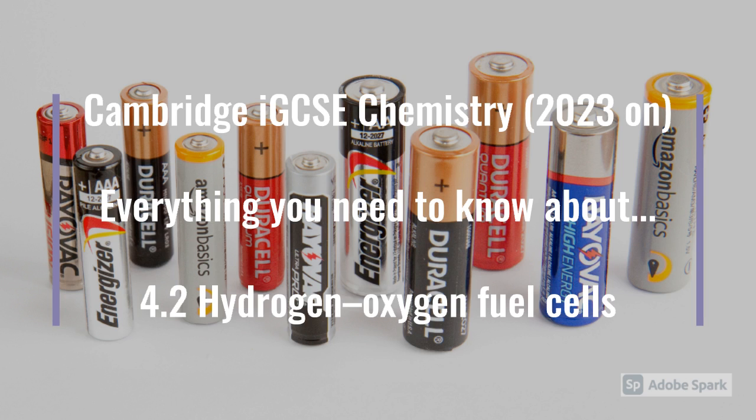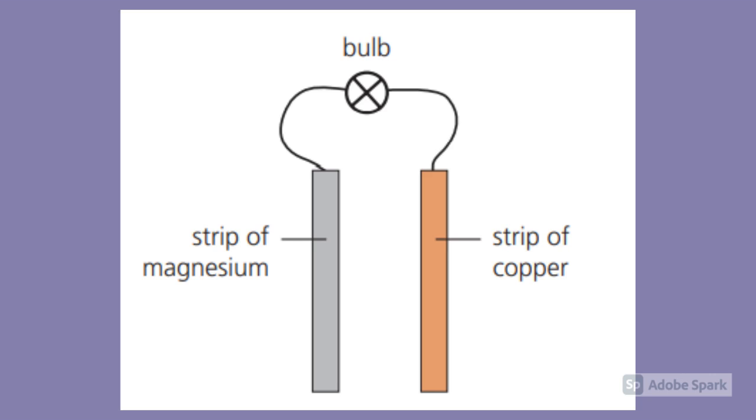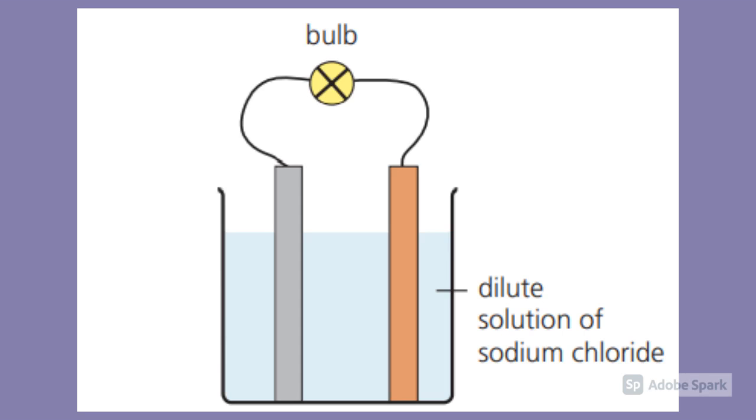Charges can move due to a potential difference as a result of a redox reaction. If you connect a strip of magnesium to a bulb and then connect that bulb to a strip of copper using two wires and no power supply or battery whatsoever, nothing happens. But if you then stand the two strips in a diluted solution of a salt, for example sodium chloride, something amazing happens. The bulb lights up.